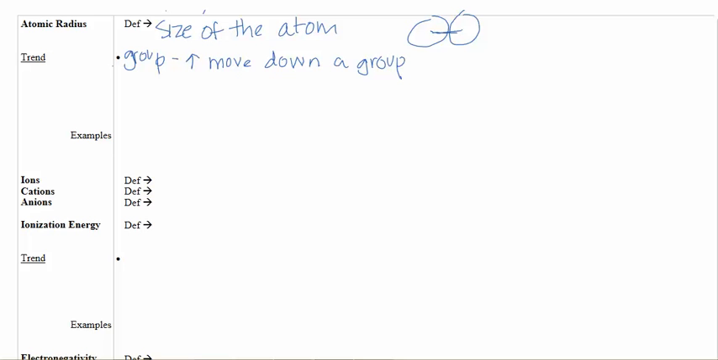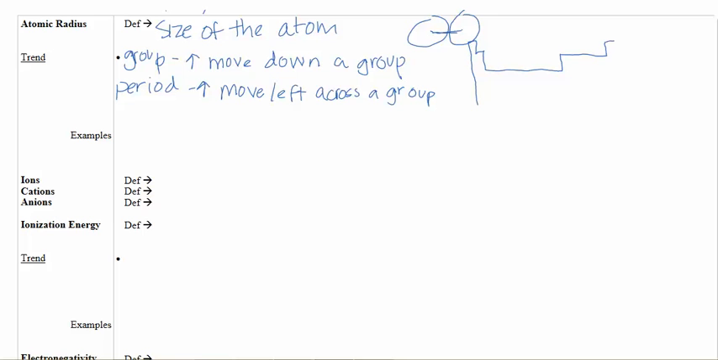And the period trend is that atomic radius increases as you move left across a period. So if I sketch out a periodic table here, there we go. The trend increases as you move down and to the left. So francium in that corner here is the largest element on the periodic table.